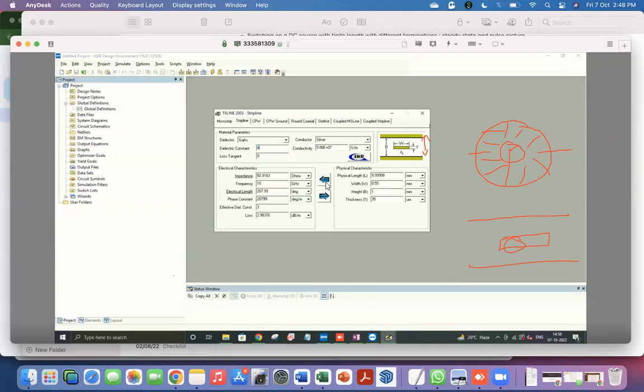So let's try for 6. Now this impedance is going to be much smaller. So you need to reduce the width to get to about 50 ohms. Right?